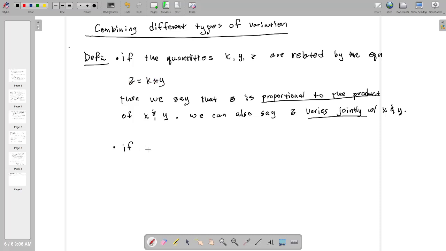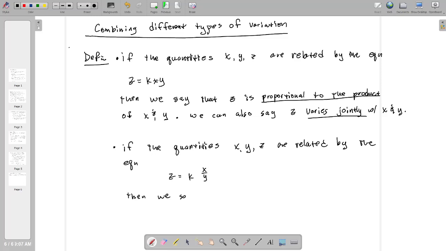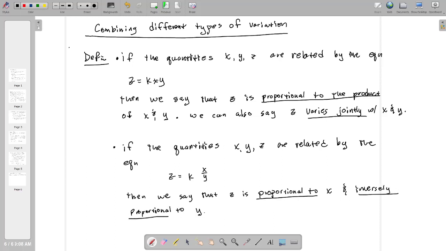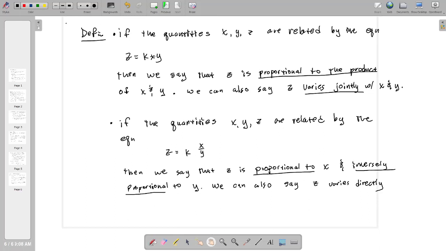If the quantities x, y, and z are related by the equation z equals k times x divided by y, then we say that z is proportional to x and inversely proportional to y. We can also say that z varies directly with x and inversely with y. And this should make sense with our previous definitions. If you ignore y, then z varies directly with x. If you ignore x, then z varies inversely with y. So we can say direct variation and inverse variation with the respective variables.